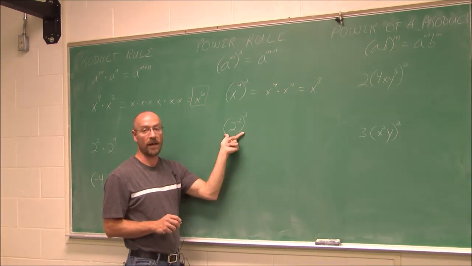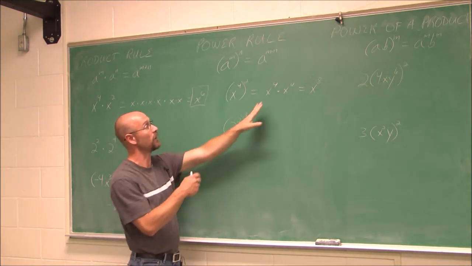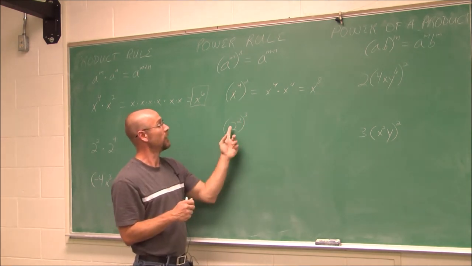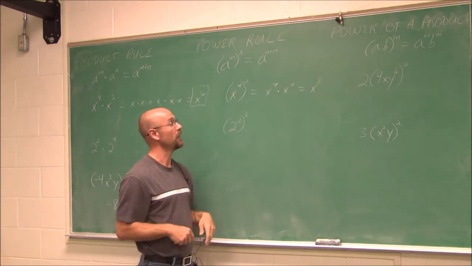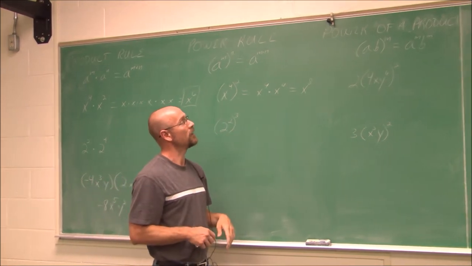So why don't you try it on this one and see what you get? Write it out in expanded form so you can see it. And then multiply those together. And that's the shortcut. All right, let's look at another rule here.